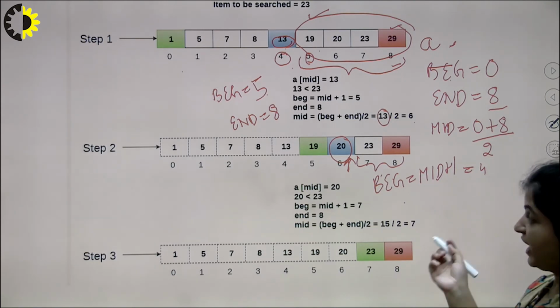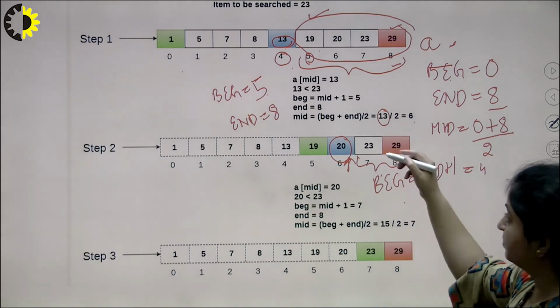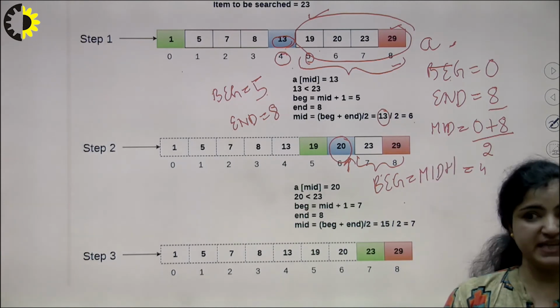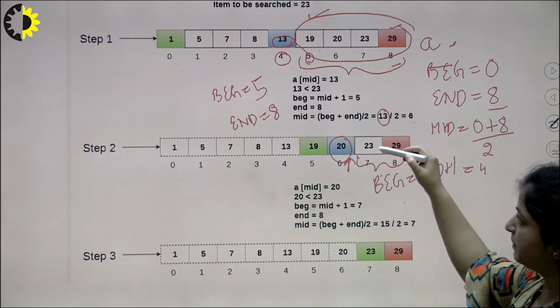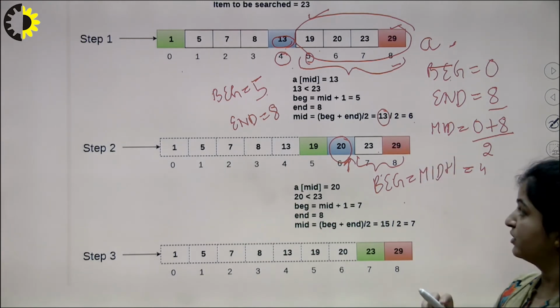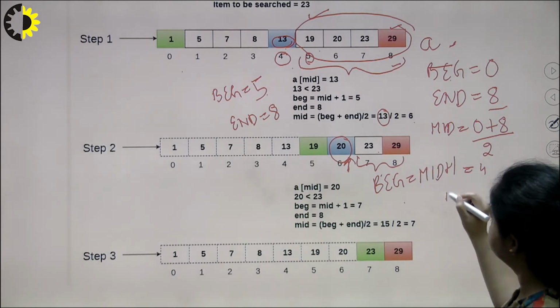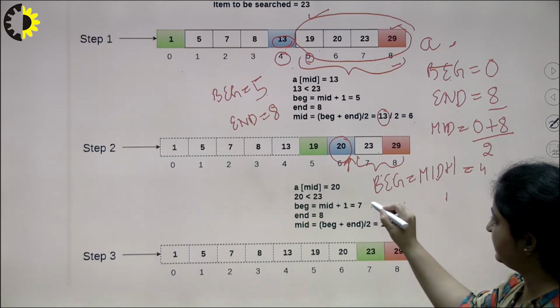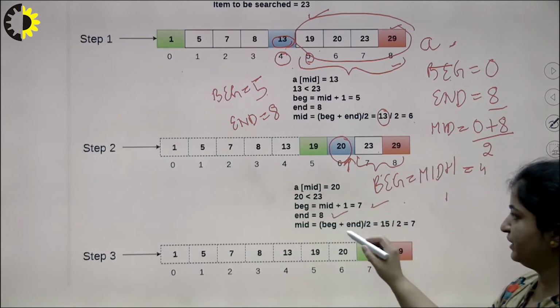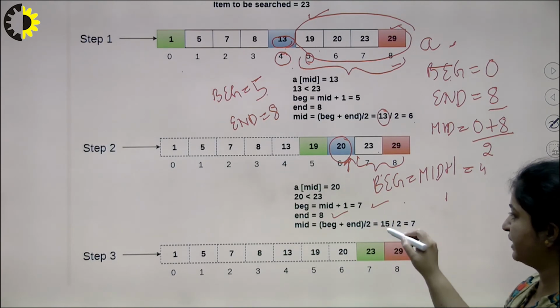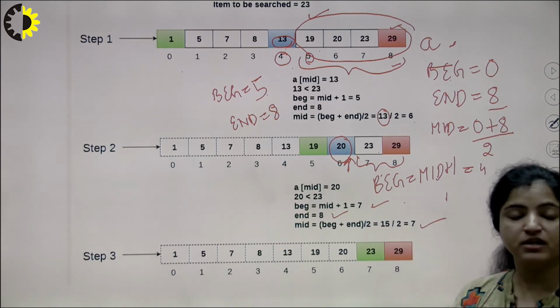So now again I have to update the beginning value, end value will remain the same. So beginning will be, now this is my mid value, that is 6. So beginning is mid plus 1, that is 7. So here the beginning value is 7 and end value remains the same, that is 8. So beginning plus end divided by 2, that is 15 by 2, we will get 7.